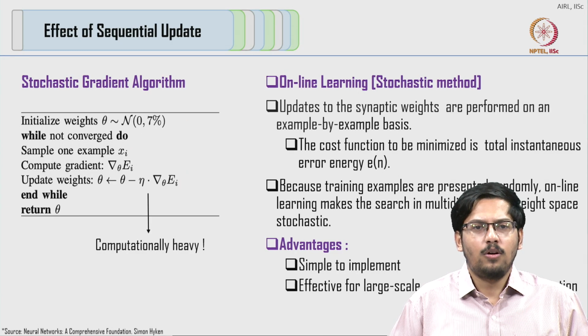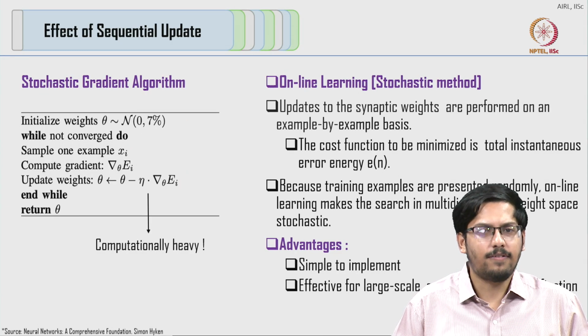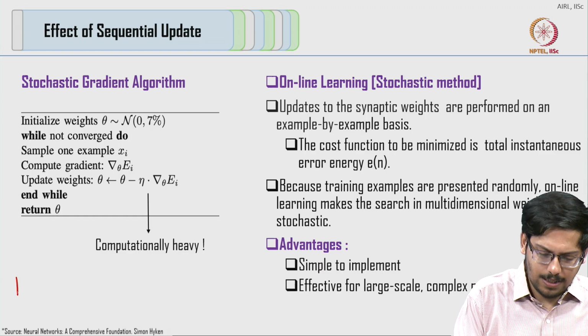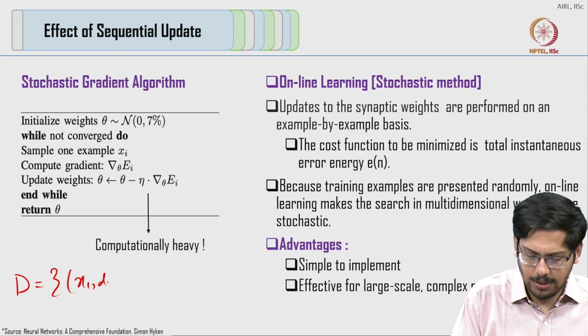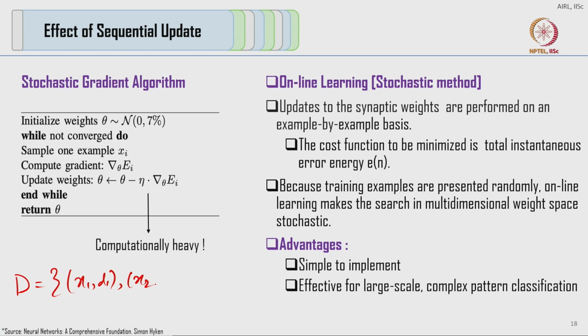Now we can observe one interesting fact here. So let's say that our data set D is given as x1 comma d1, x2 comma d2, till xn comma dn, right?